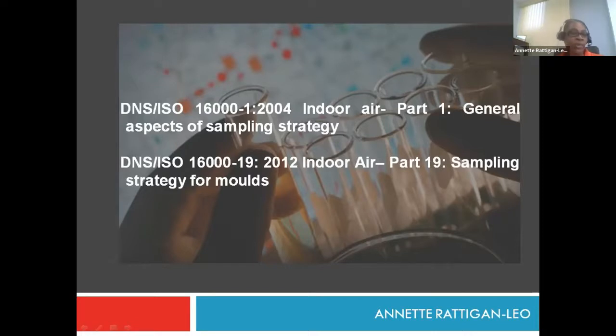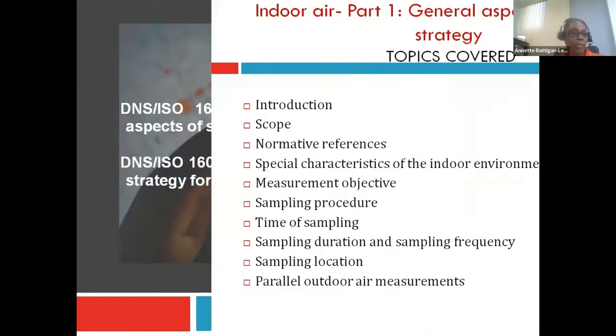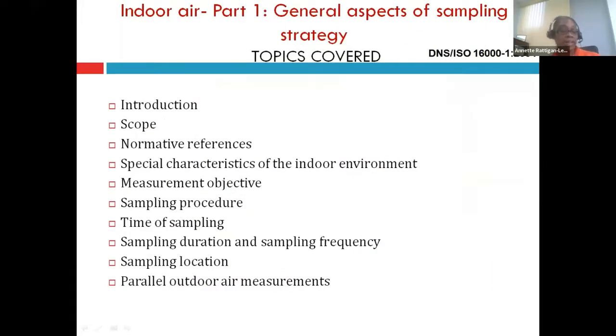So we'll go to our first slides where we will be looking at part 1, with respect to the general aspects of sampling strategy. So within this standard, as you can see, the contents are outlined here, and I'll just walk you through them briefly. I am hoping that persons who are interested would have taken some time to have gone through these standards, and as was indicated by our colleagues at the Bureau of Standards, to provide us with your feedback, comments, etc.